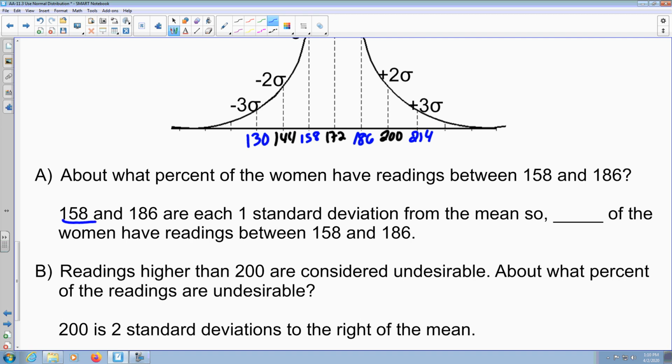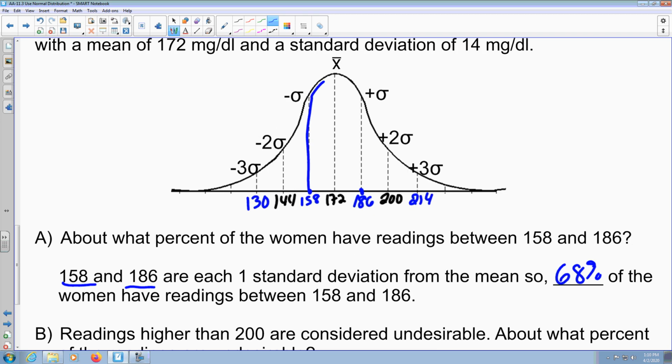so we have, it says 158, 186 is one standard deviation from the mean. So you can basically say that 68%, because 158 and 186 are right here, and that would be where this comes in. That's 34 plus 34.